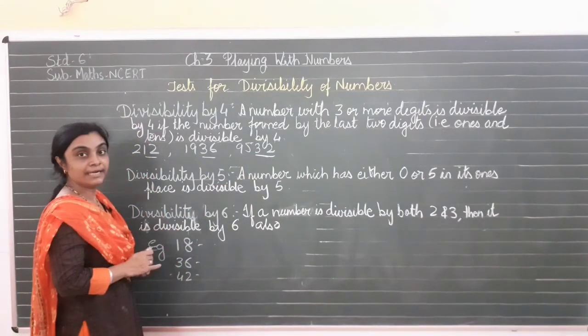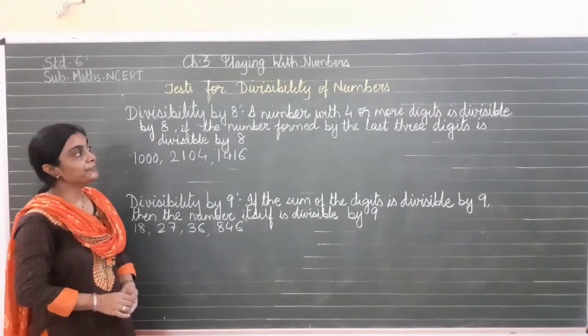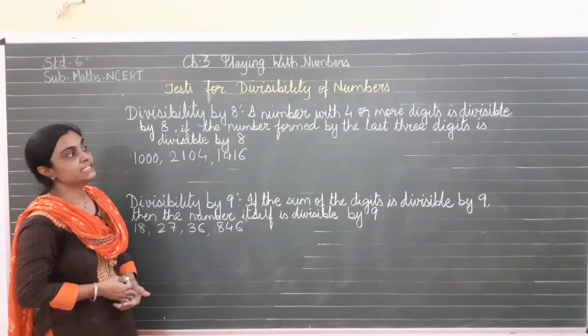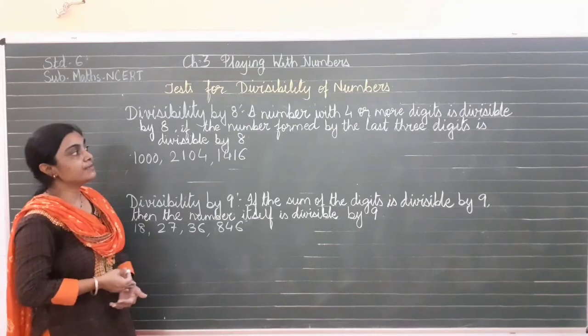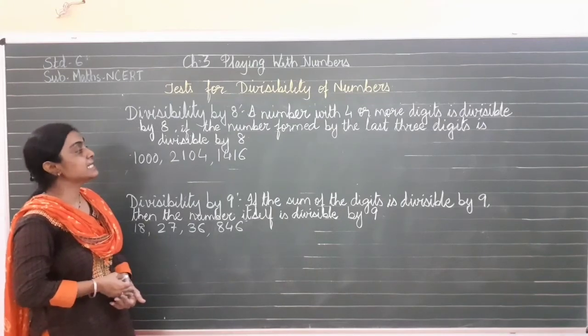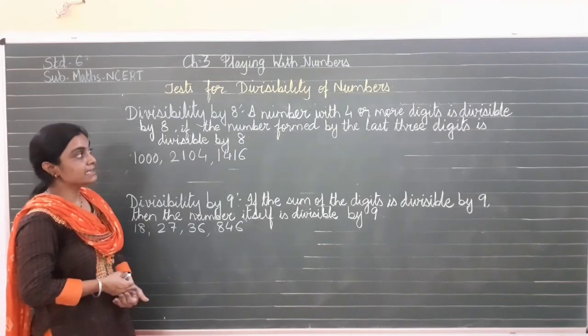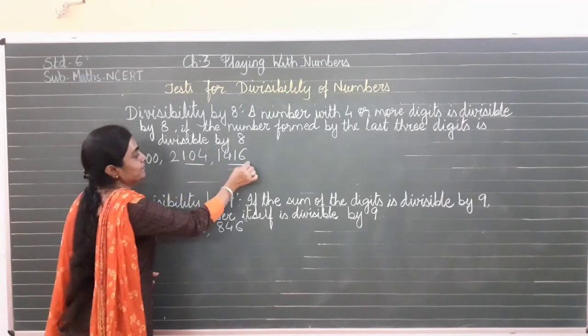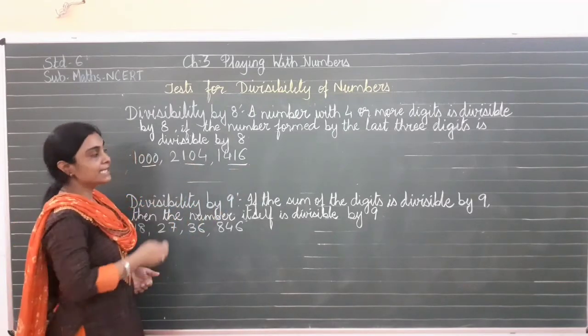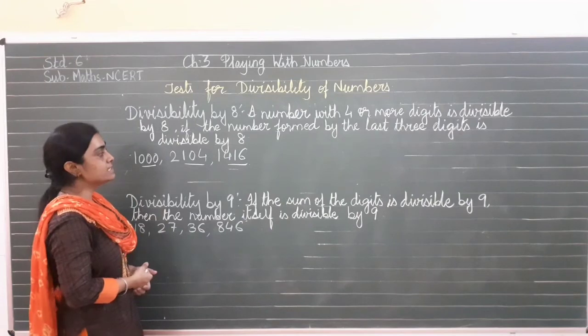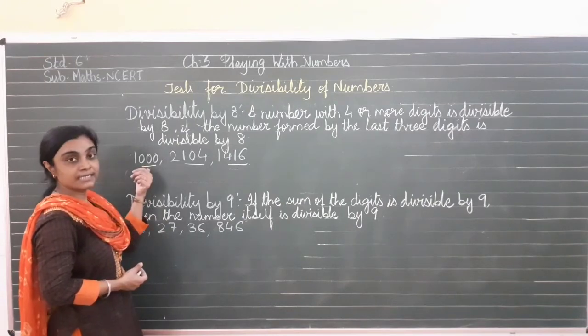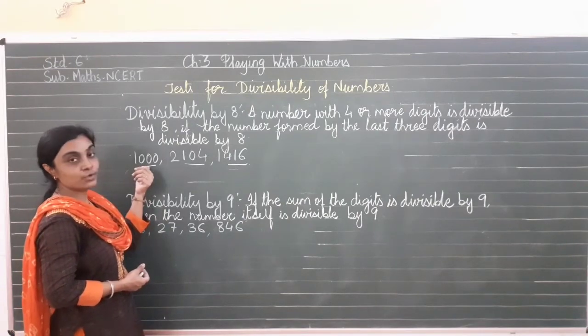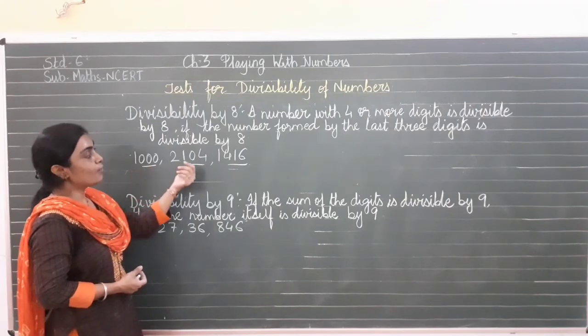Now the divisibility by 8. A number with 4 or more digits is divisible by 8 if the number formed by the last 3 digits is divisible by 8. That means if the last 3 digits are divisible by 8, then the complete number will be divisible by 8. Here last 3 digits are 0. These 3 zeros will be divisible by 8.